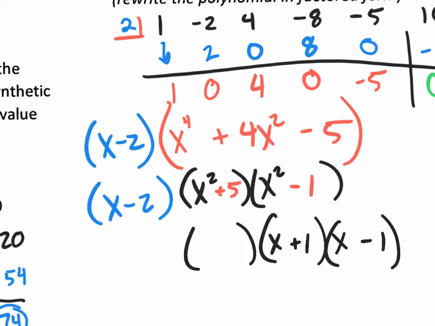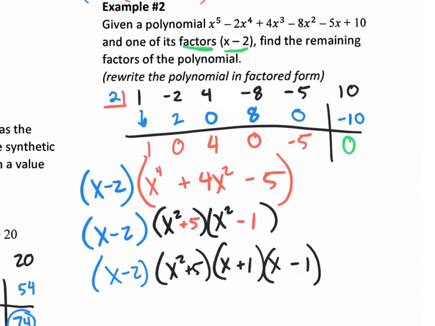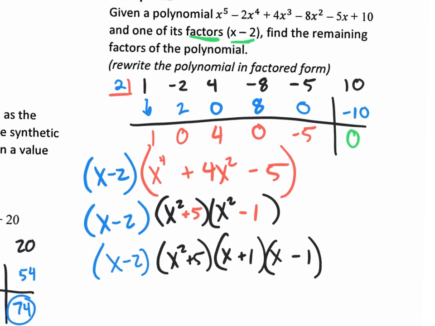And we have the x squared plus 5 also. And they gave us the x minus 2. That's the completely factored form of that ginormous, disgusting 5th degree polynomial. So they gave us this one and they told us find the rest. Guess what? We found the rest.